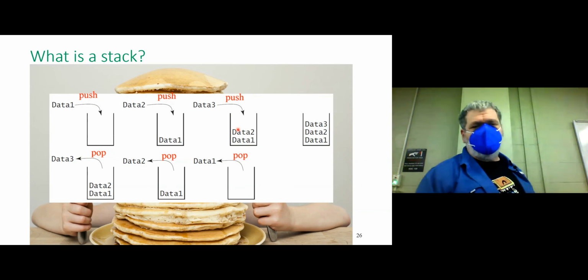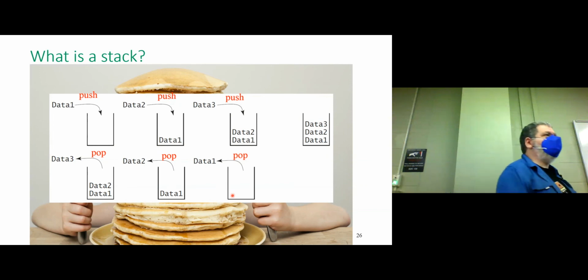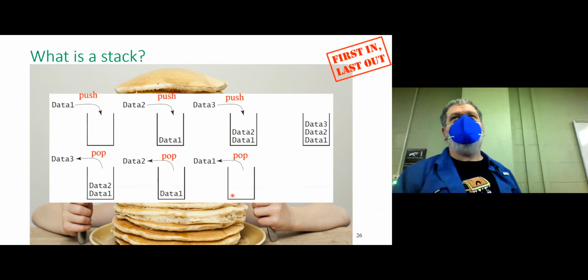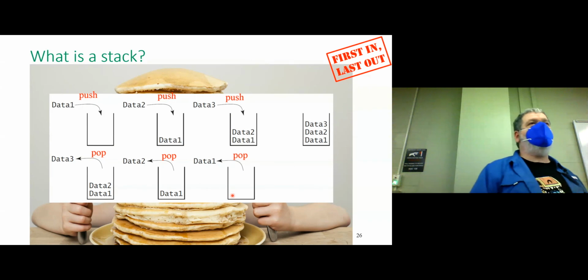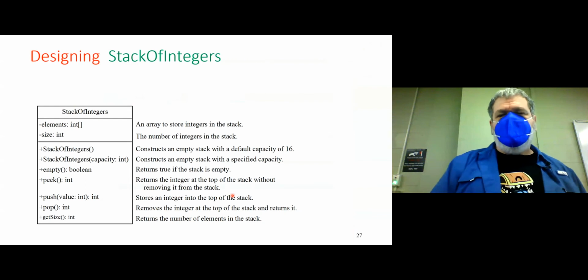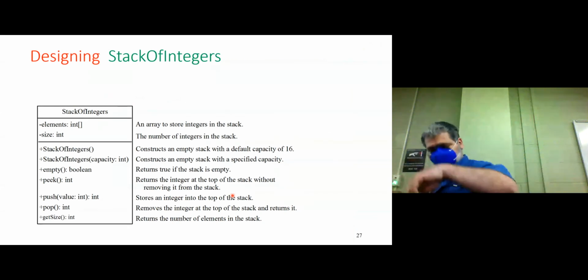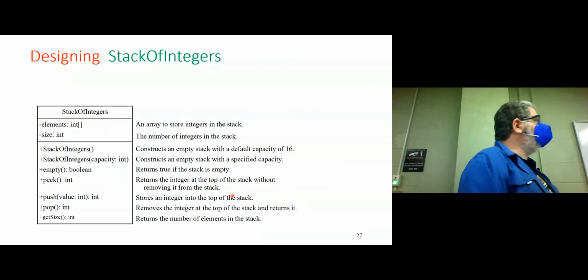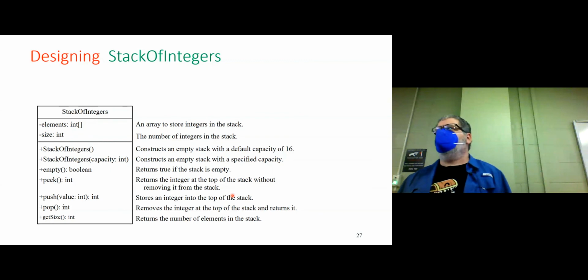So I push data 1, data 2 on top, data 3 on top. Then I pop data 3, pop data 2, pop data 1. And now I have an empty stack again, just like the beginning. And that's it. That's all there is to the concept of stack. It's also referred to as a last in, first out type of data structure for the reason that I already mentioned. So let's take a look at first the UML diagram. So what is going on? What is going to go into this class that's going to represent a stack of integer values?